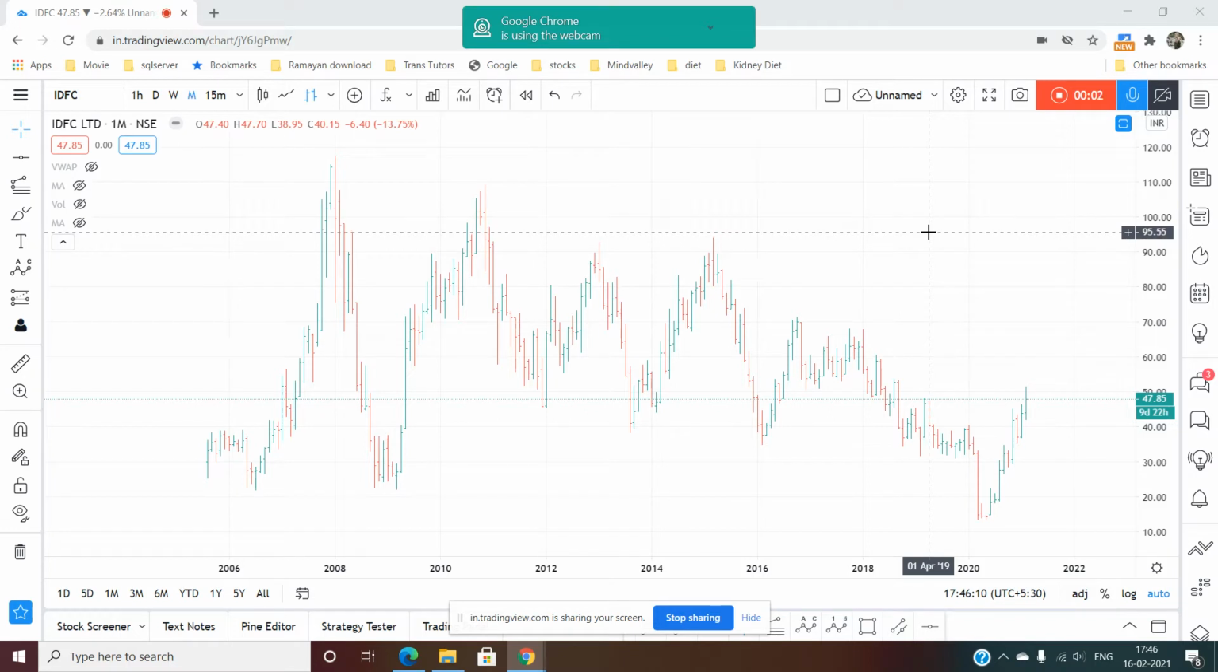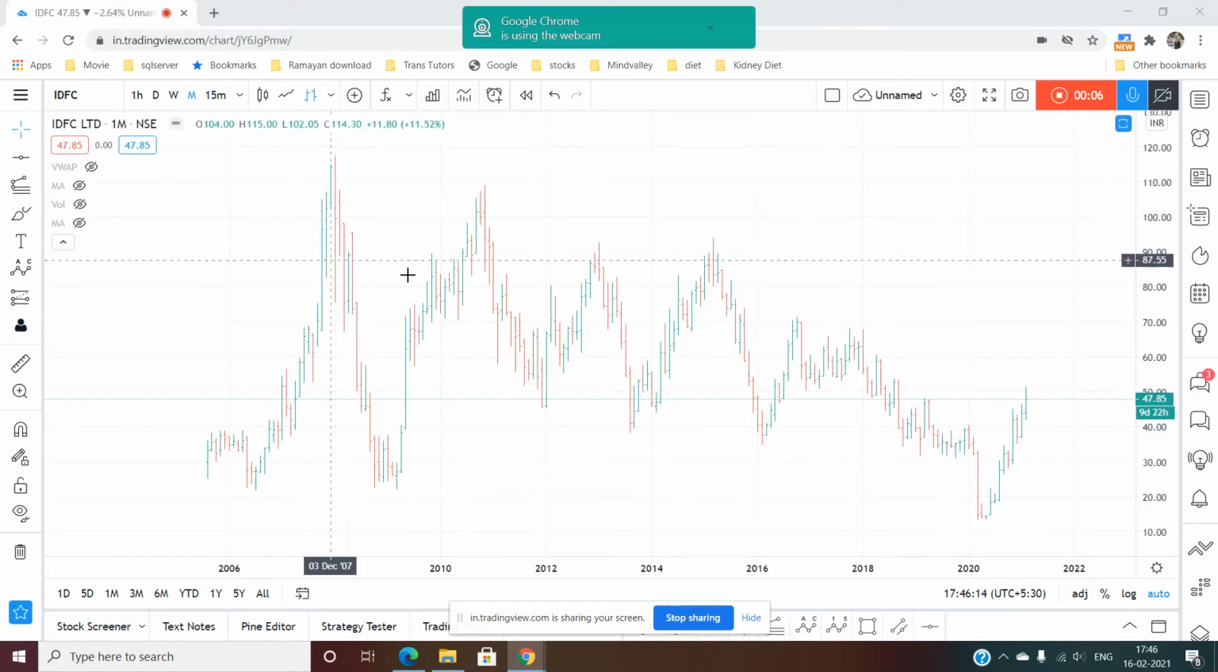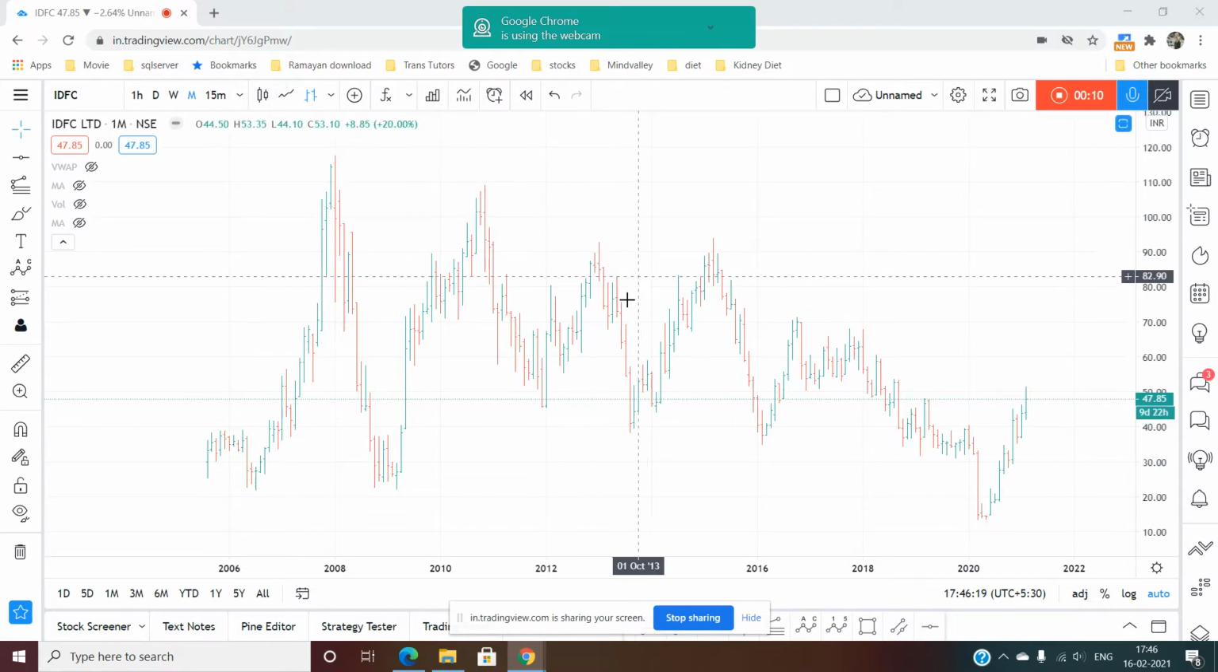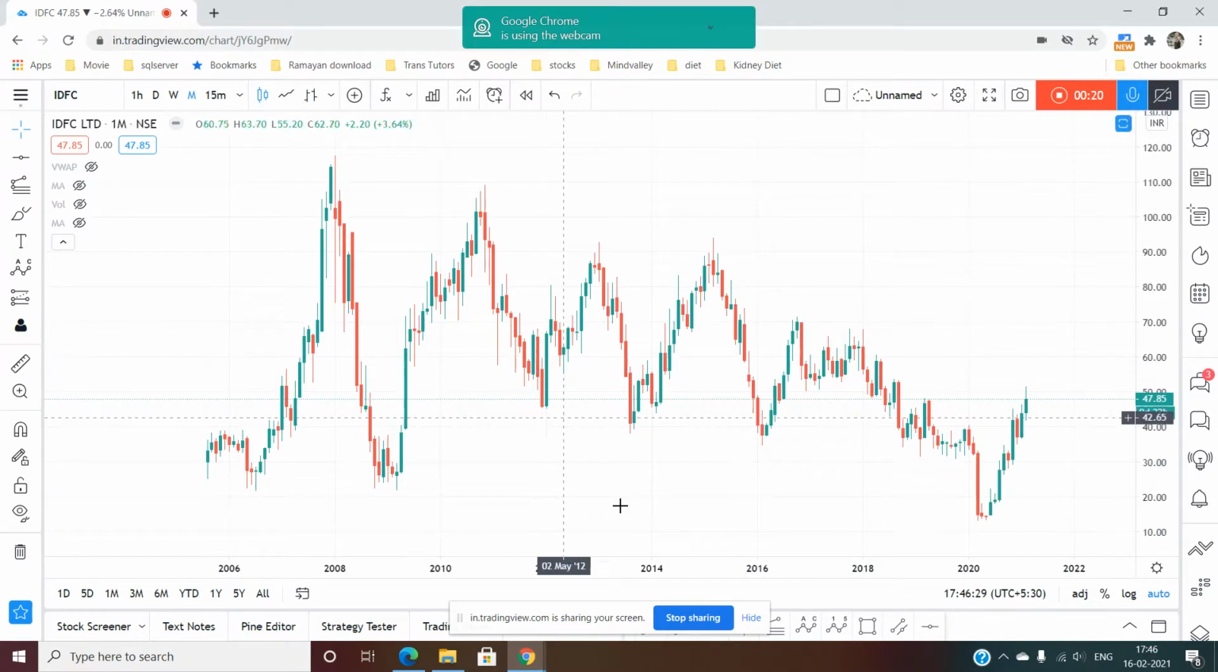Okay, so hello everyone. Today we'll be discussing IDFC Limited. We'll discuss the long-term chart and what we need to do as we go to the daily or hourly chart. So let's go to the candlestick chart, as that will be much clearer.